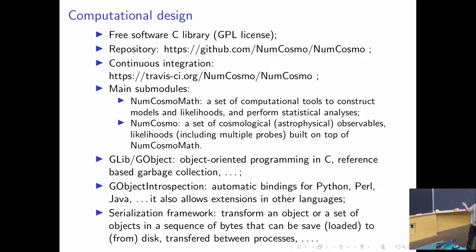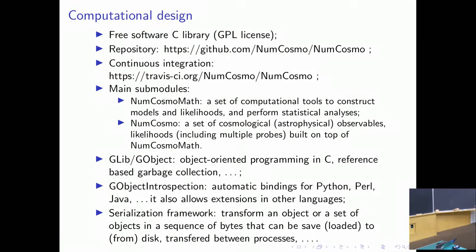So initially we have a free software written in C. It's published using the GPL license. It's online. You can access it wherever you want. We have continuous integration to check the commits, and we divide the code in two main modules. The first one is everything that's not related specifically to cosmology or astrophysics, and the second one is built on top of this one, of course, and has the implementations that are related to cosmology and astrophysics.